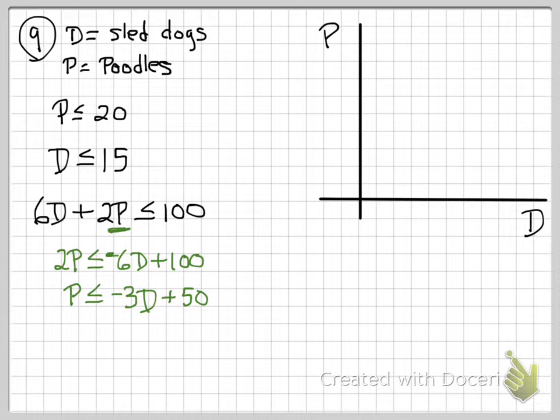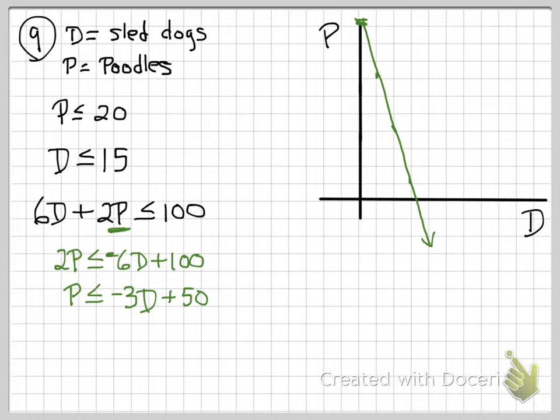So let's count by tens, right? I can make it halfway in between. That's fine. So count by tens. The Y-intercept is at 50. So 50 would be right here, 5, 10, 50. And we're going to go down 3 and over 1. You know what? Let's count by 5s. That'll make it easier. Okay, so counting by 5s, I get down 3 and over 1.